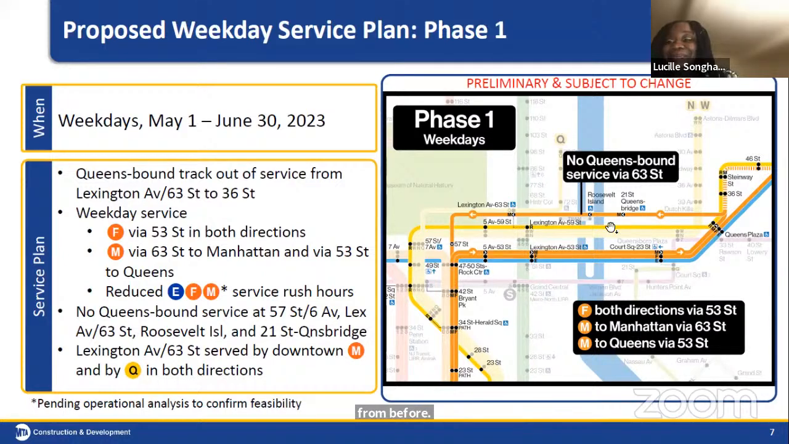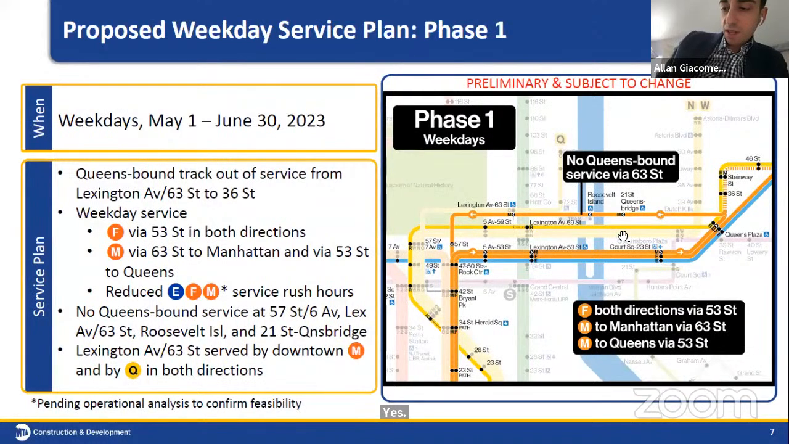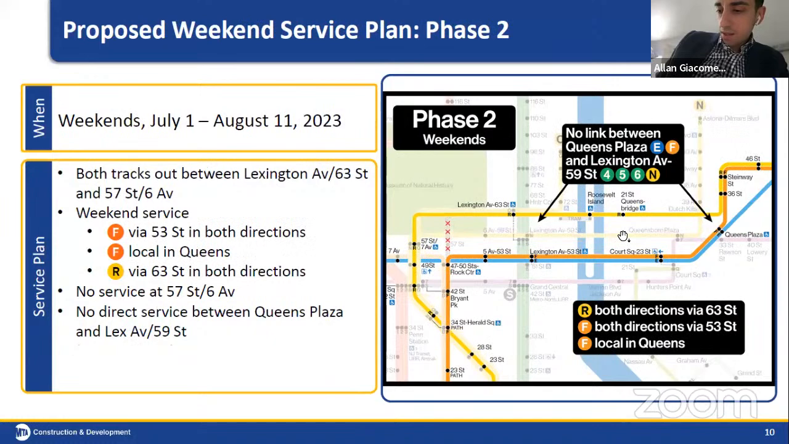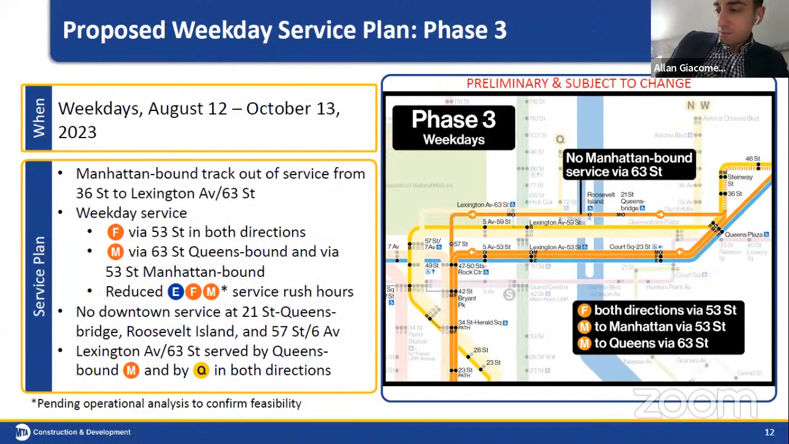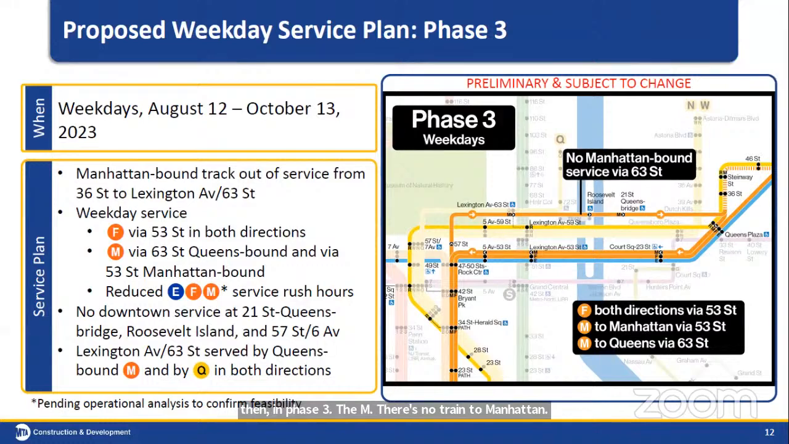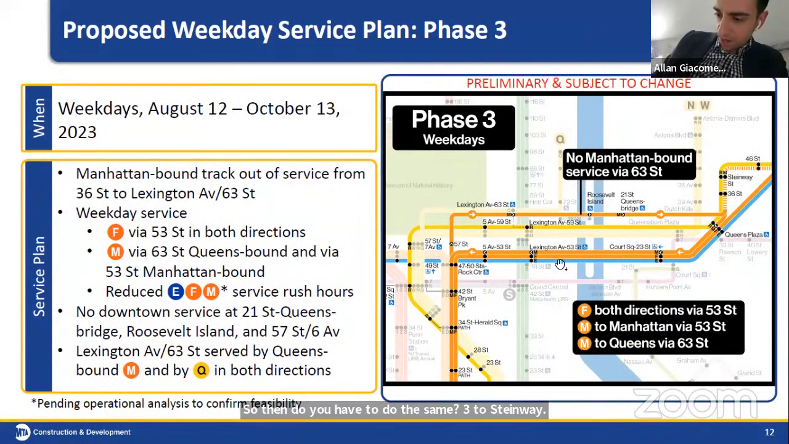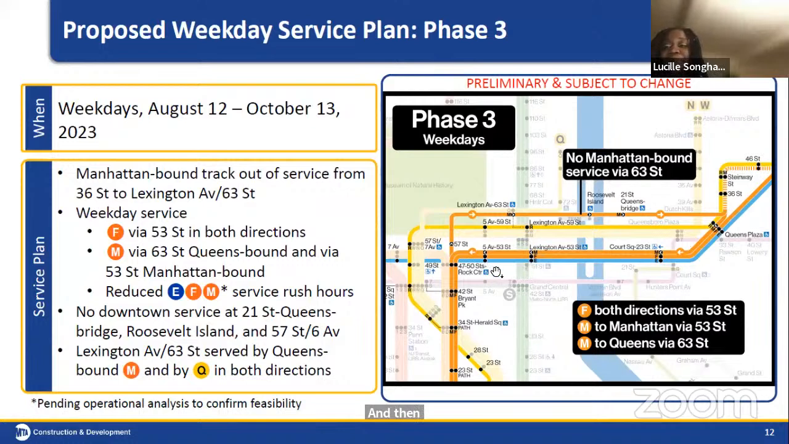Yes. Okay, and then in phase 3, because in phase 2, Roosevelt Island will have the R in both directions. So then in phase 3, the M, there's no train to Manhattan. So then do you have to do the same 3? Yeah, it would be the same in reverse. You go to Steinway and then back 3 to Steinway, and then 6 to Manhattan to Rockefeller. Yes. Okay.